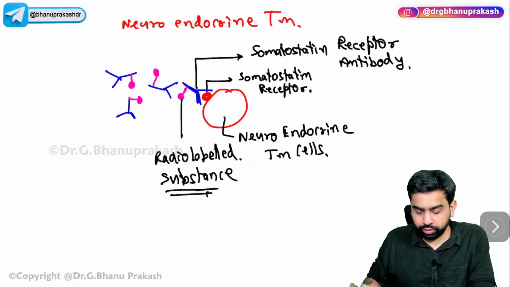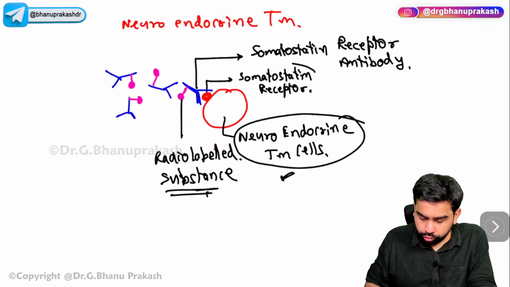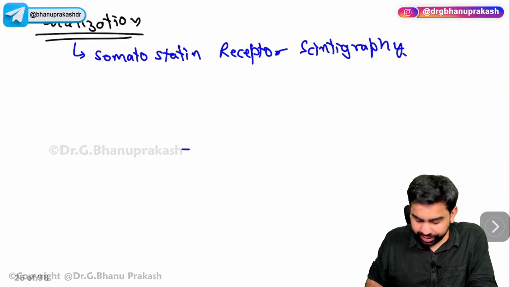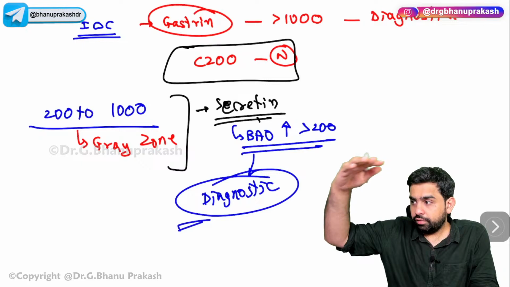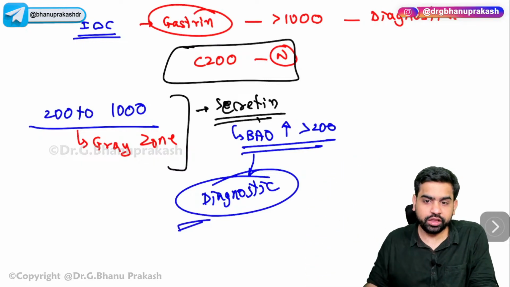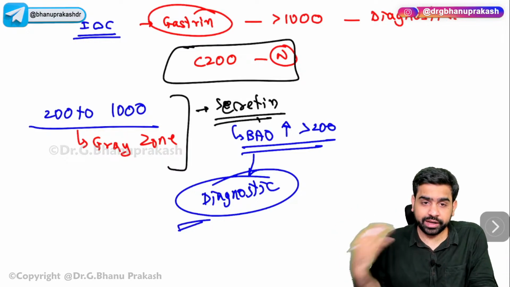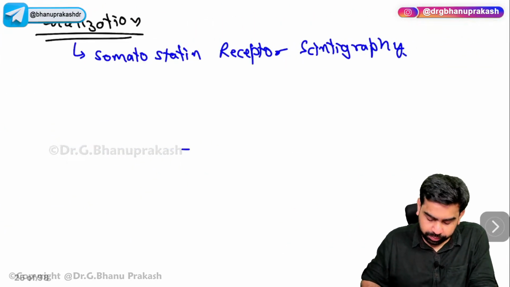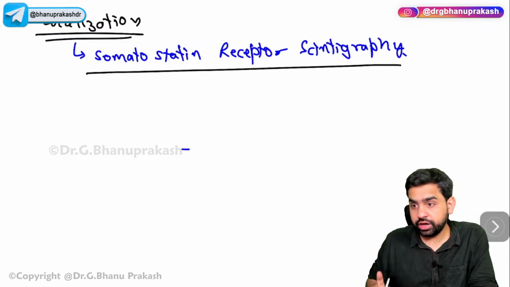Now, what you need to understand is that every neuroendocrine tumor cell in our body is going to have these somatostatin receptors. What I'm talking about are the neuroendocrine tumors like gastrinoma, VIPoma, somatostatinoma, all of which are neuroendocrine tumors of the pancreas. All these tumors are going to have the somatostatin receptor, and this is what is referred to as somatostatin receptor scintigraphy. I hope you have understood this point, guys.